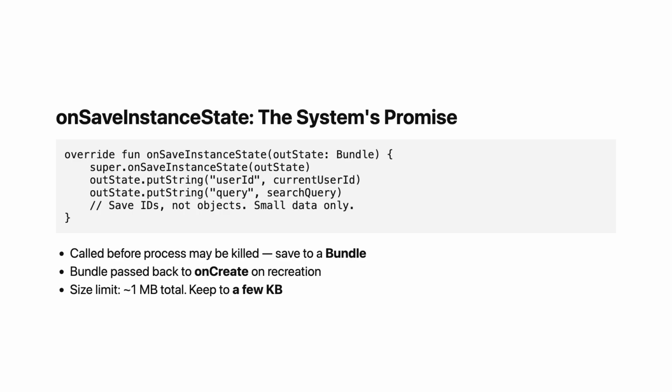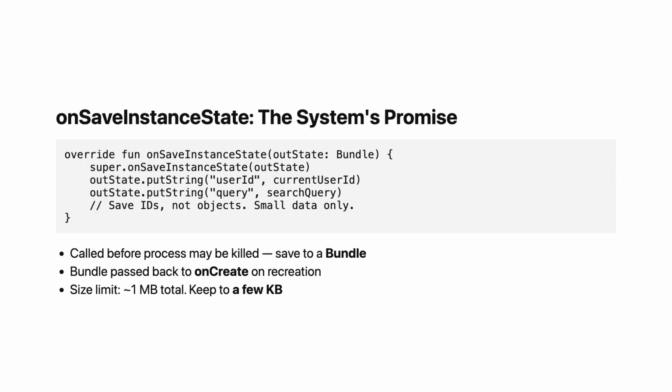When the user returns and the system recreates your activity, that same bundle is passed to your onCreate and onRestoreInstanceState. The critical word here is small. The bundle is serialized into a binder transaction, which has a size limit of about 1 megabyte for the entire transaction. In practice, you should keep your saved state to a few kilobytes at most. Save IDs, not objects. Save a user ID, not the entire user profile. Save a search query string, not the search results.